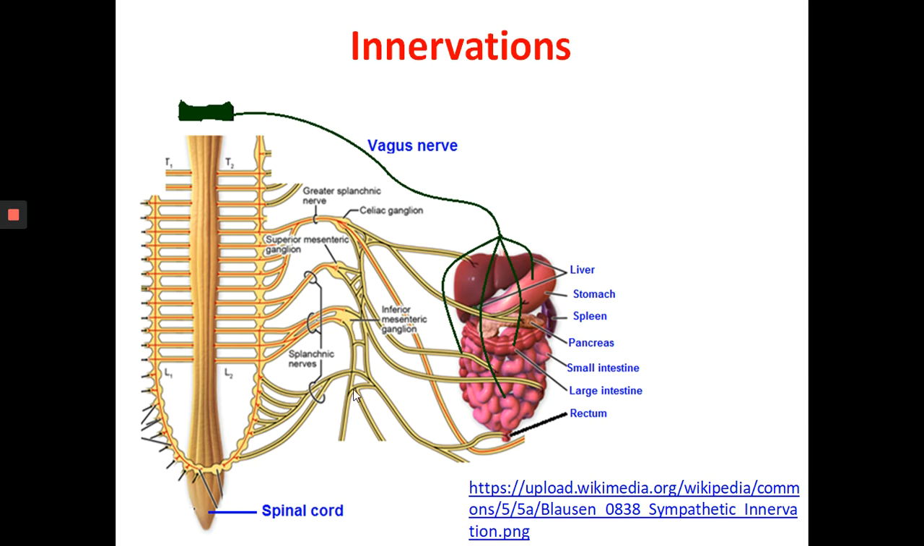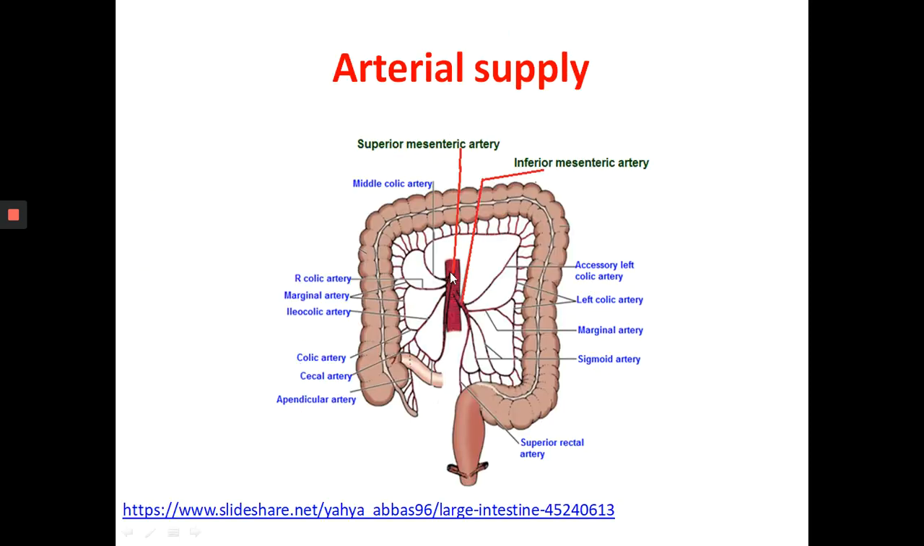Then the arterial blood supply to the large intestine. As a general rule, midgut derived structures are supplied by the superior mesenteric artery, and hindgut derived structures are supplied by the inferior mesenteric artery. The ascending colon receives supply from two branches of the superior mesenteric artery, the middle colic artery and the right colic artery. And also the ileocolic artery is supplying the ileum and the caecum.